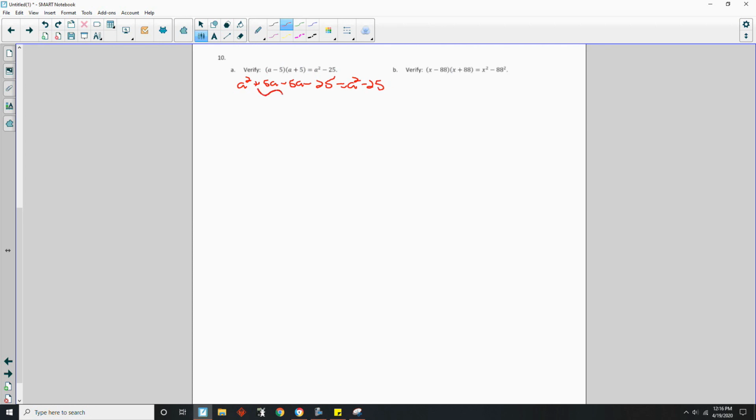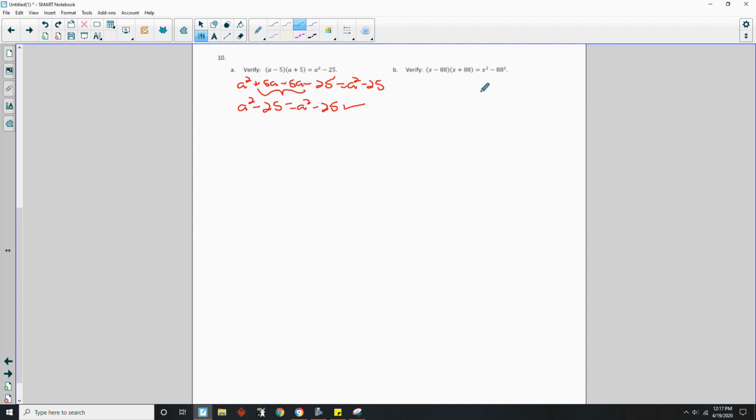Well, I have a middle term. 5a minus 5a goes away. They cancel each other out, and I'm left with a squared minus 25 equals a squared minus 25. So there's our verification.